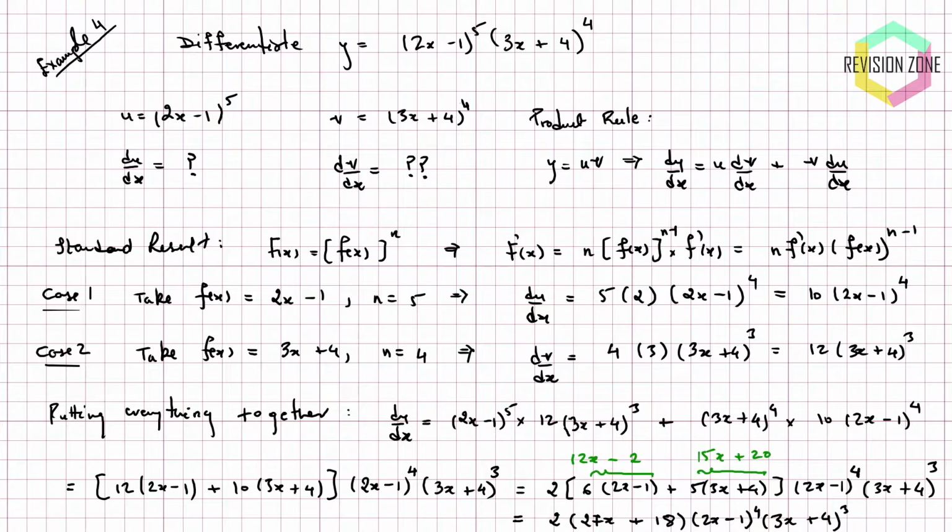Now we have to turn attention to the other part, which is v times du by dx. Well, our v is just 3x plus 4 to the power 4, and our du by dx is obviously 10 times 2x minus 1 all to the power 4. So we should have that times that, which is exactly what we have there. Okay, that's precisely the same thing. So now that's basically our answer.